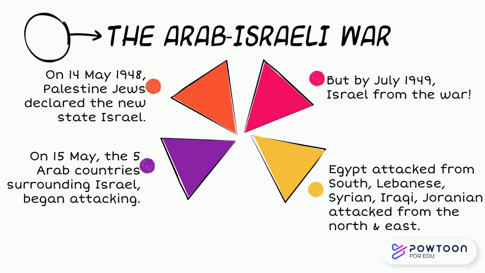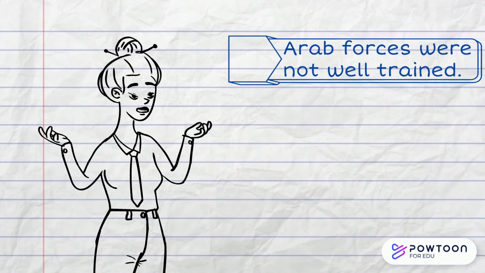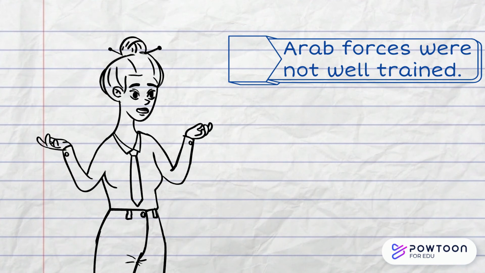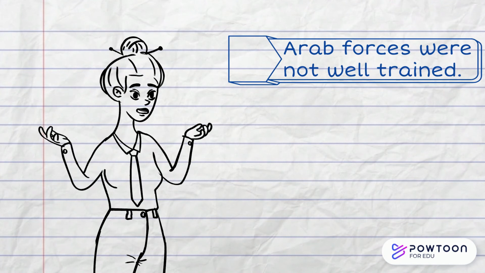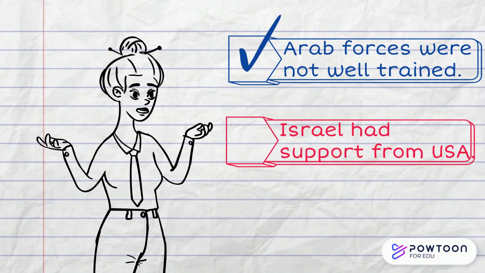But by October, the Israelis were capturing new areas, and by July of 1949, the Arab-Israeli War had ended with Israel victorious. But how did Israel win the Arab-Israeli War? The Arab forces were not well trained and did not have a clear plan. The Israeli troops were experienced because of their struggles with the British. Their leader, David Ben-Gurion, had a strong plan that everyone followed. The Israelis were one country against five, but they did have support from the USA with its large Jewish population.